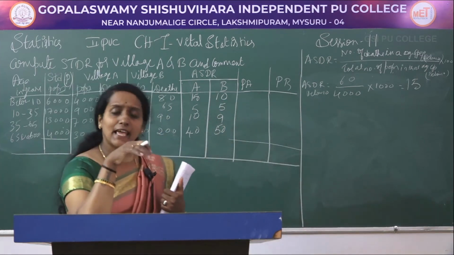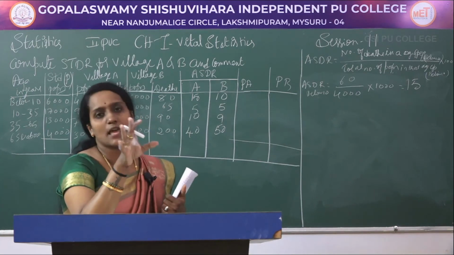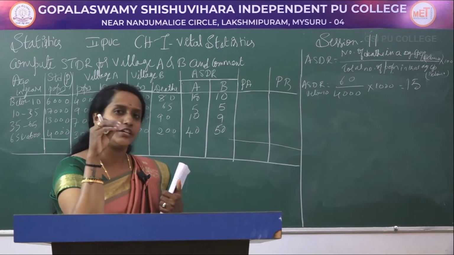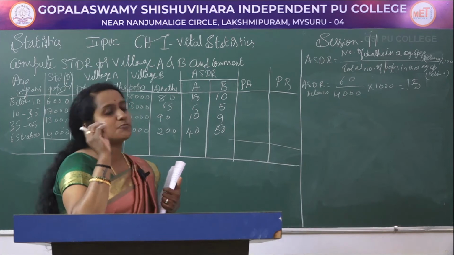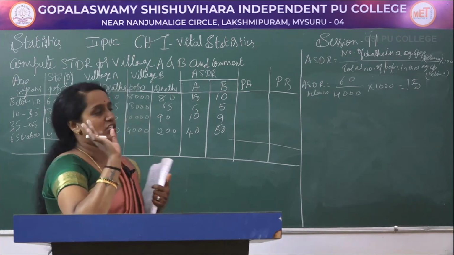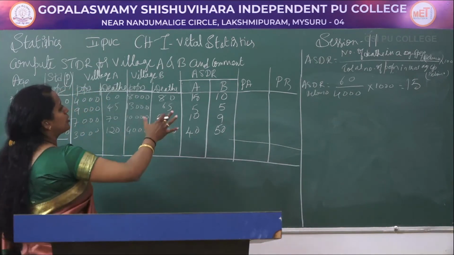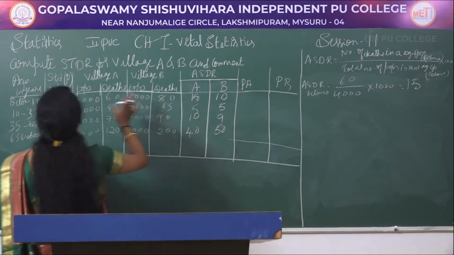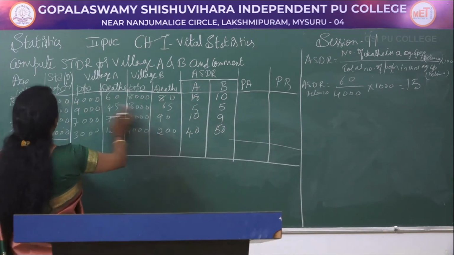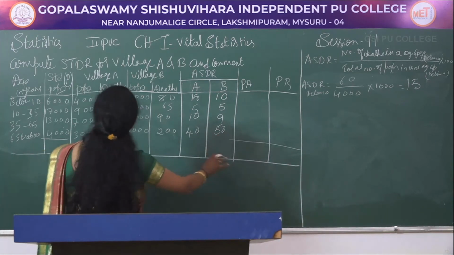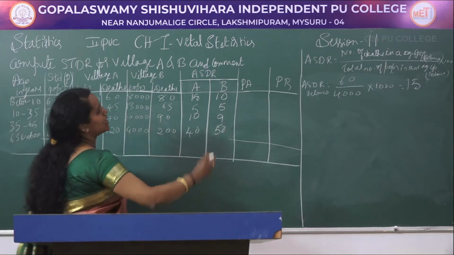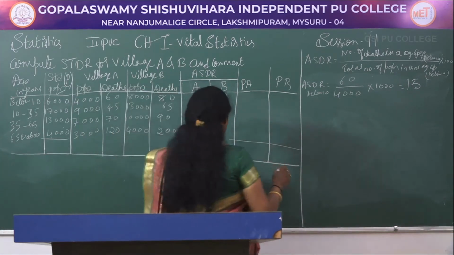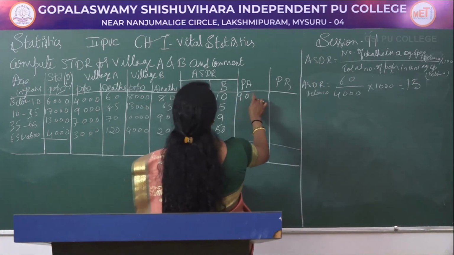While we are calculating ASDR, the procedure is same, death divided by population into 1000, but the specific age group we have to mention. The next step is we have to calculate PA and PB, that is standard population into ASDR of A and standard population into ASDR of B. Then we have to take the summation of PA and PB. I am writing the values of these.